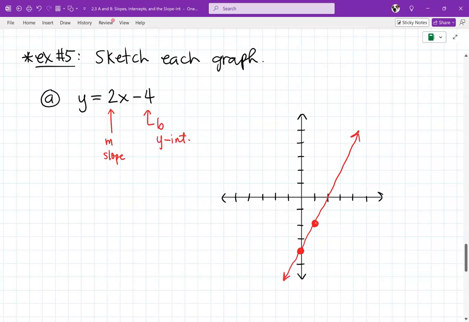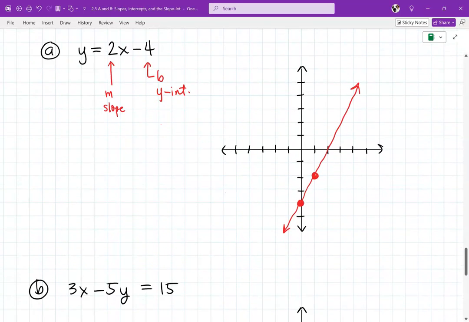Okay? Honestly, really zero effort for this one. Just a little bit of put a point here, put a point there, connect the dots, and there we go. Okay? Remember, identify your y-intercept, identify your slope. Okay? Let's do the next one.